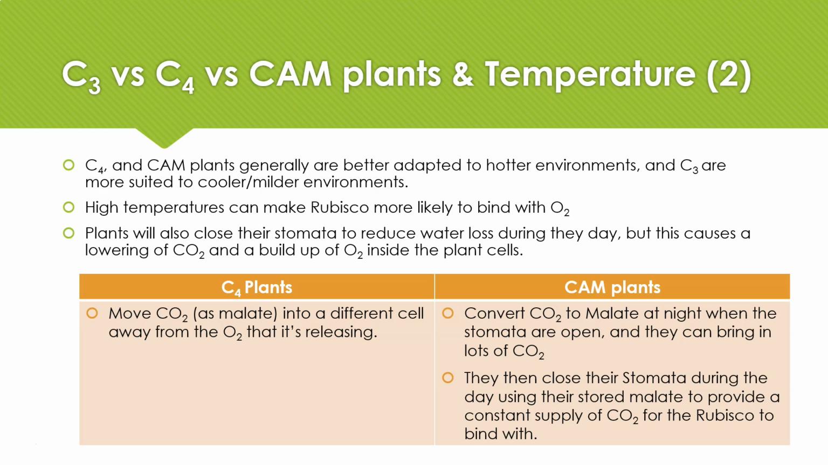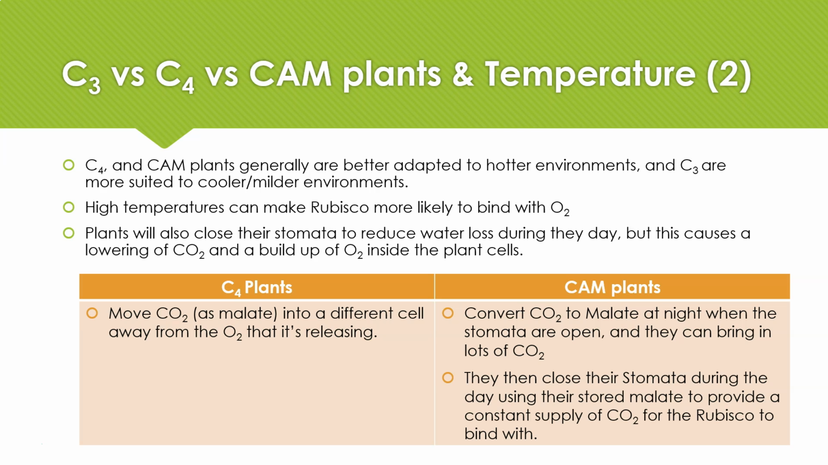So we know that for all of them, a high temperature will start to make rubisco more likely to bind with oxygen. C3 plants have no way of dealing with this, but C4 plants and CAM plants do. Now, when temperatures are high, particularly if it's dry as well and they don't have lots of water, plants will close their stomata to help reduce water loss. That starts to cause an imbalance of carbon dioxide to oxygen, and so C4 plants and CAM plants have two different ways of dealing with it.